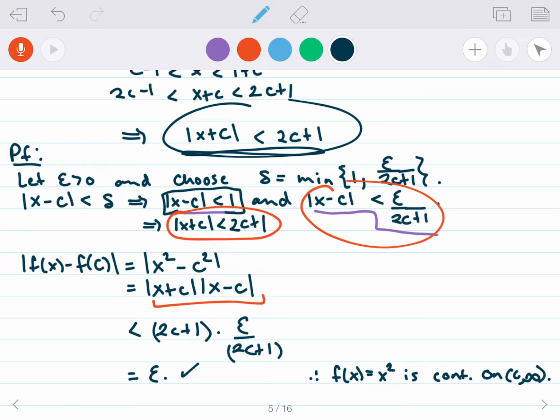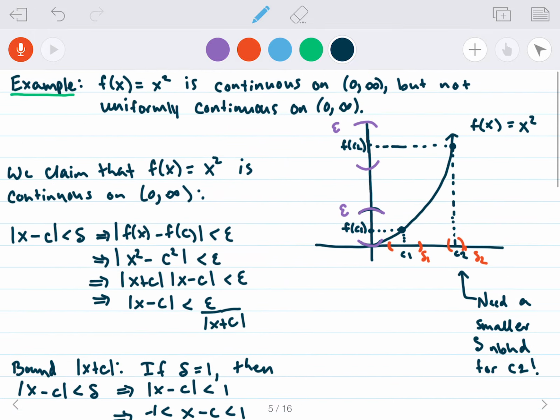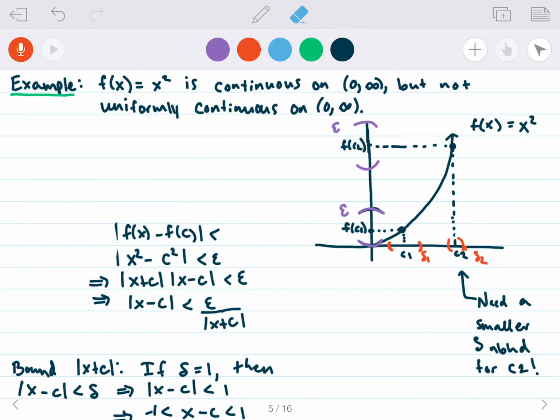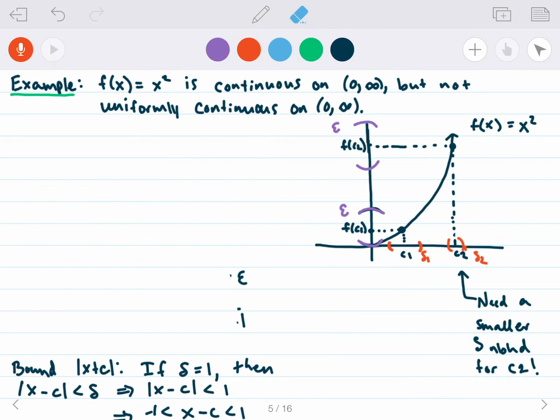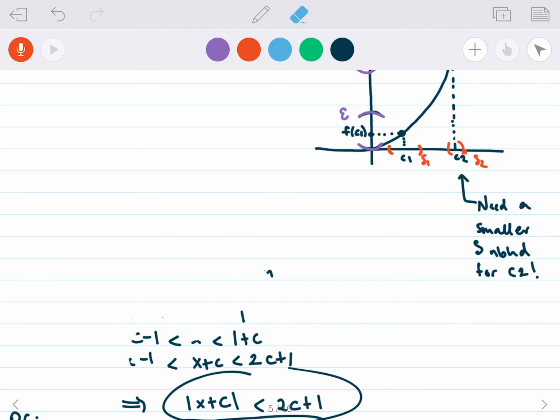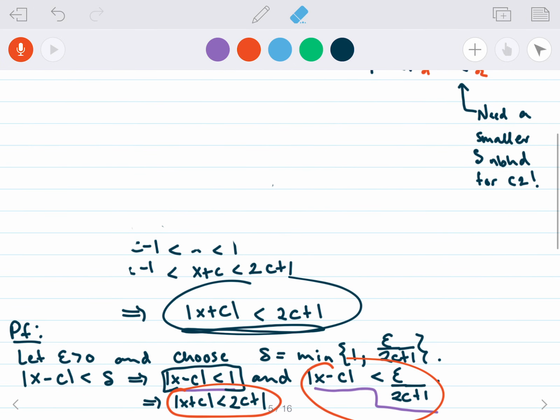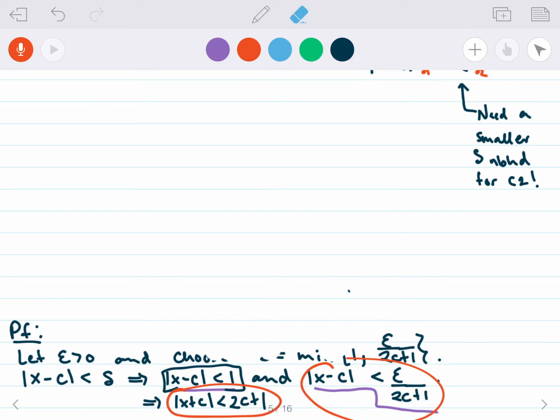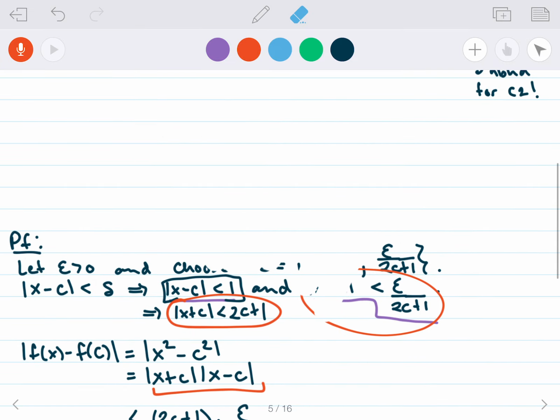Okay, and so now I want to claim that it is not uniformly continuous on 0 infinity. So how are we going to do that? Let's go ahead and erase some things. So again, we want to show that I'm able to find a c so that the same delta neighborhood can't possibly work for this c. Okay, so let me show you what I mean here.